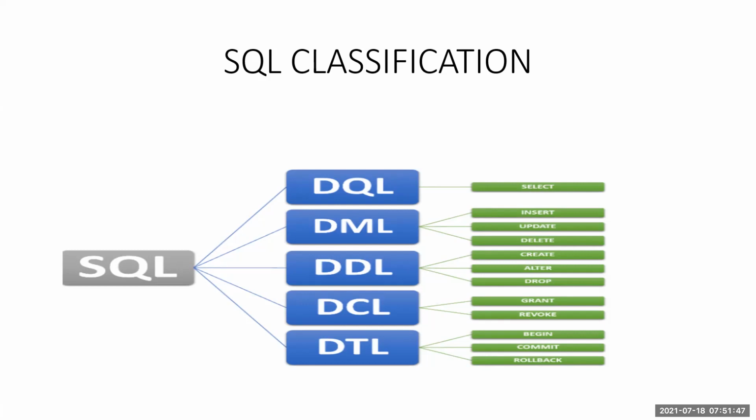So this is how we are going to classify them. Under your DQL, data query language, we have select statements. Select. Under DML, which stands for data manipulation language, you have insert, update, and delete. Under DDL, which is data definition language, we have create, alter, and drop. And this is where we are going to stop. This is what we are going to deal with: DQL, DML, and DDL.